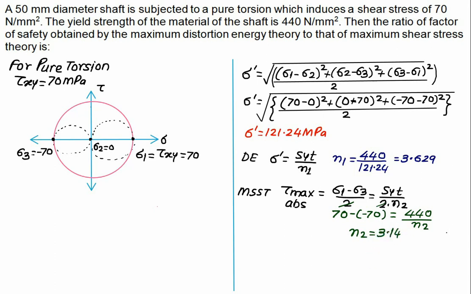We have to find out the ratio of N1 by N2. That is the factor of safety in the case of distortion energy to the factor of safety in the case of maximum shear stress. N1 value is equal to 3.629 and N2 value is 3.14. So this ratio is greater than 1, it is 1.154.